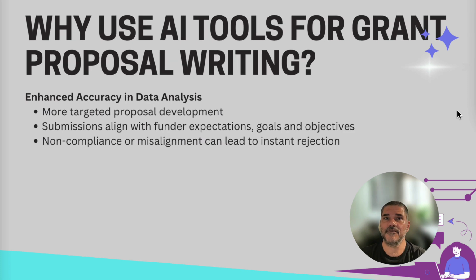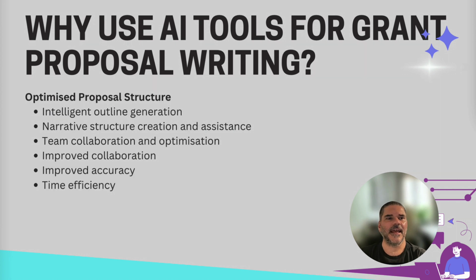There is enhanced accuracy in data analysis. So AI algorithms have the ability to process a large amount of data accurately and quickly, and they can identify trends and patterns that you might miss through your analysis, leading to better decision making when you are choosing your funding opportunities. And the third aspect is optimizing your proposal structure.